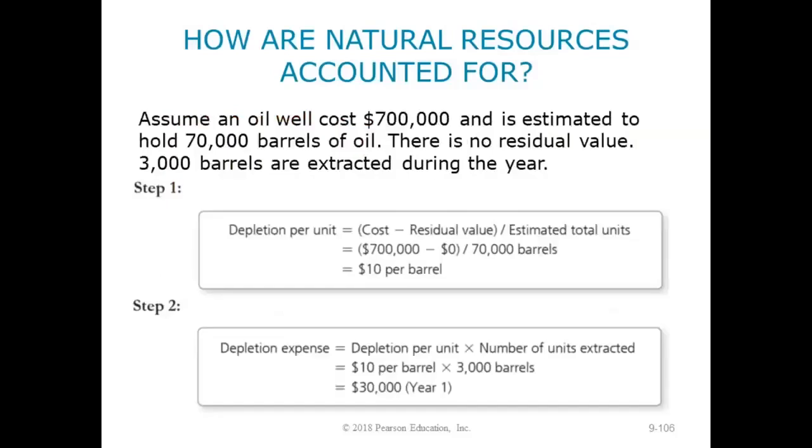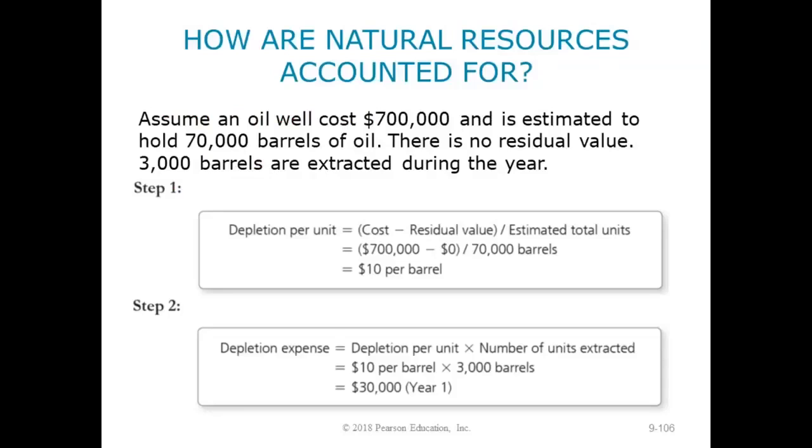Now, how we're going to come up with something like this, it says here, assume that an oil well costs $700,000, estimated to hold 70,000 barrels of oil, no residual value. 3,000 barrels are extracted during the year. Now, what we're going to have to do here is figure a depletion per unit. That's always my cost minus my residual value divided by total estimated units.